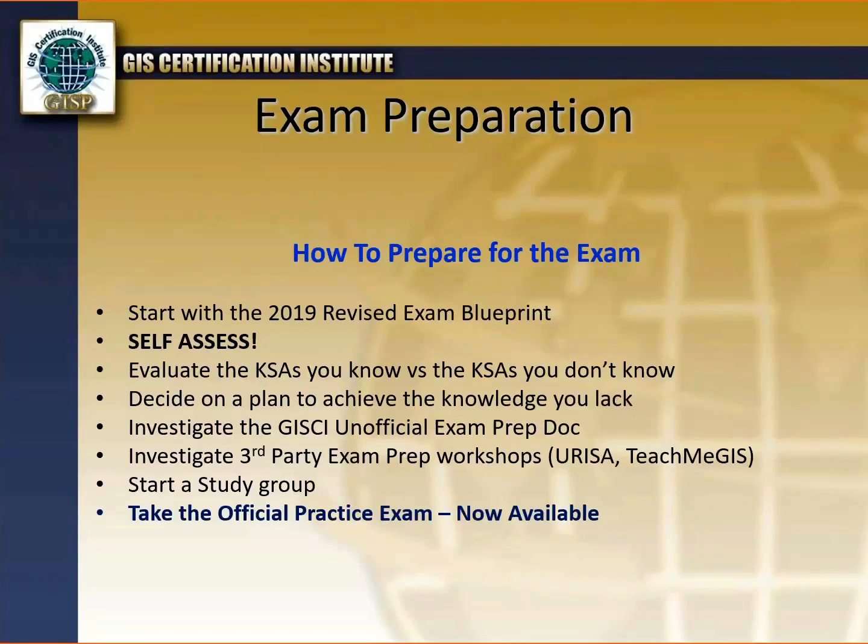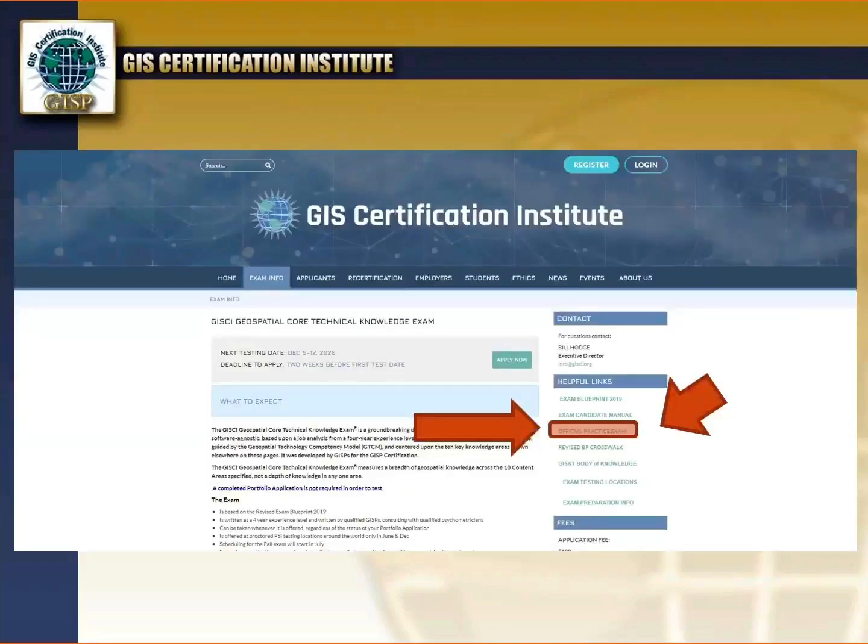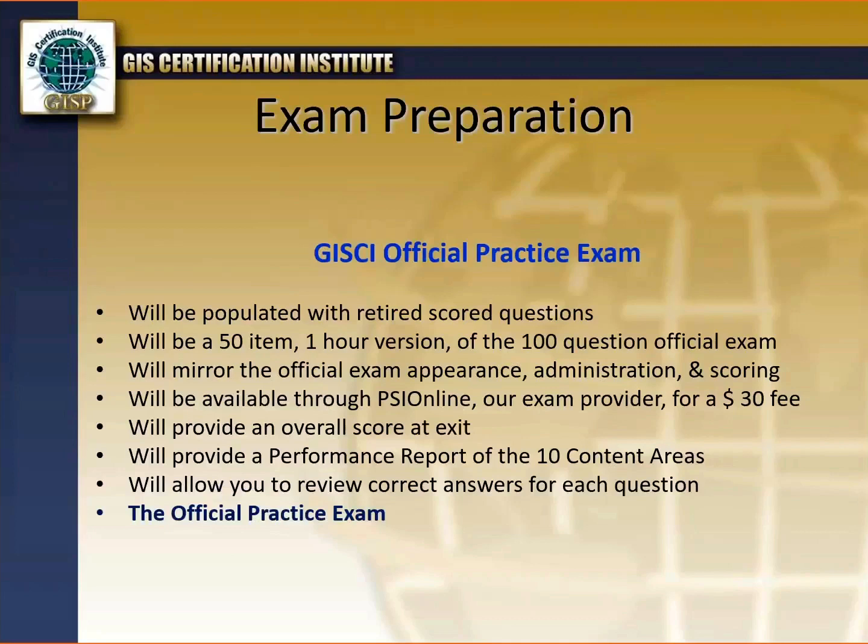new official practice exam. It just recently came out. It's online. It costs $30 to take. You can sign up for it right there, and it's made up of 50 items. It's an hour test out of the actual 100 official exam questions, and it's going to look just like the actual test. It's put out by the same people, PSI Online.